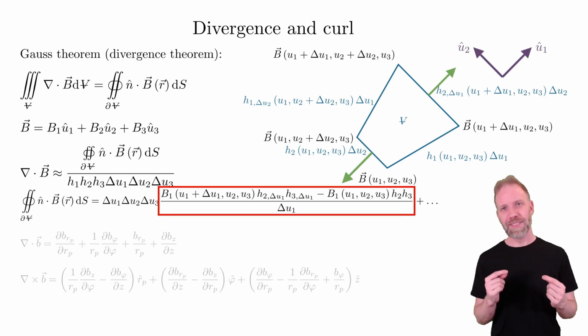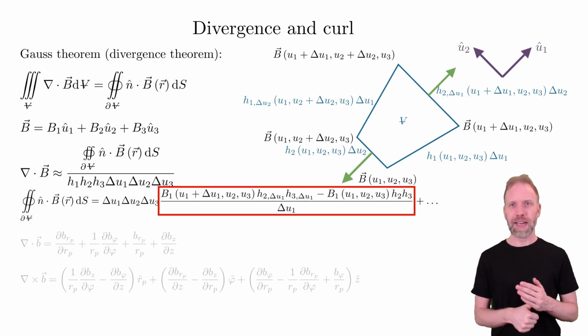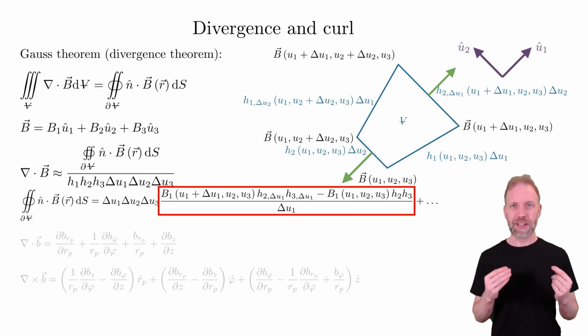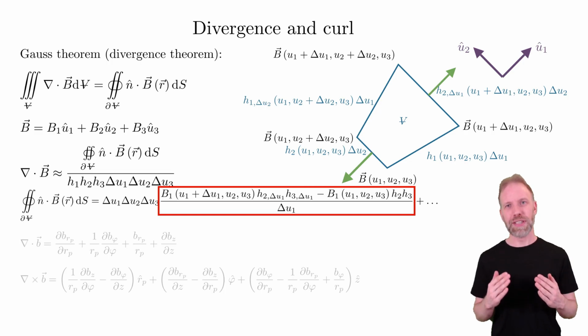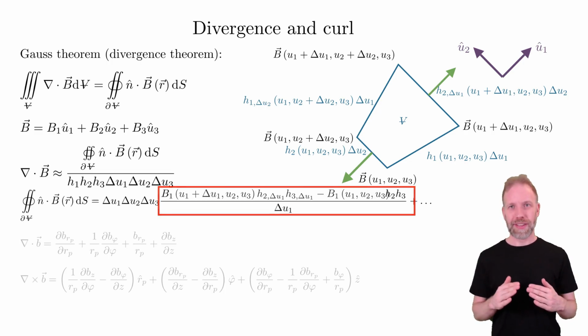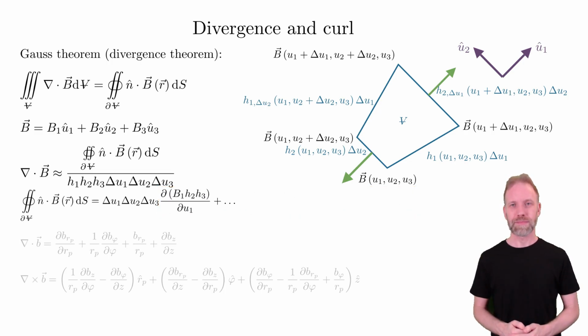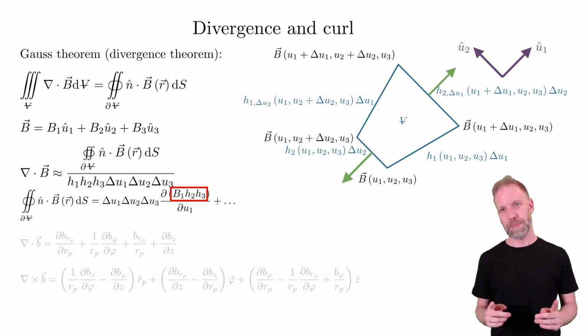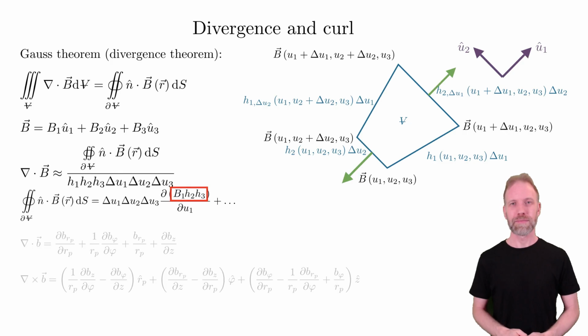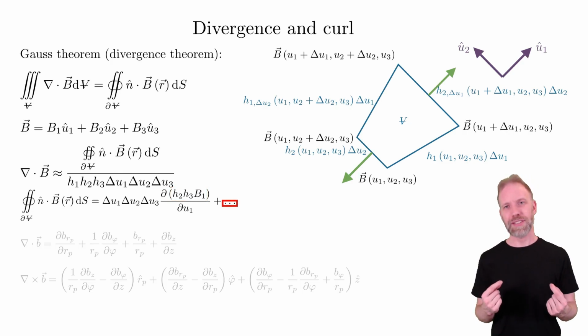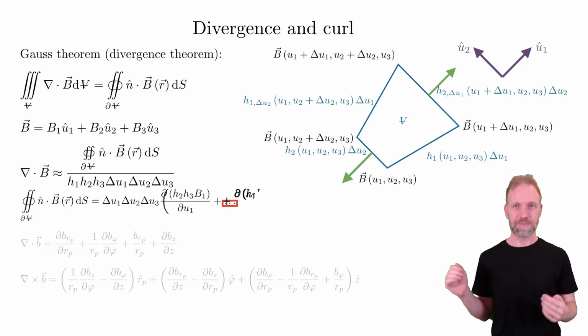This can be identified as the partial derivative. Note, however, that all b1, h2 and h3 are evaluated at u1 plus delta u1. This means that the derivative will include all these three. It is common to place b1 last. The other two directions will follow the same pattern. Hence, I will just write out the results.